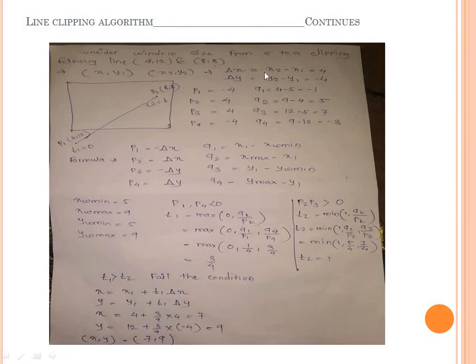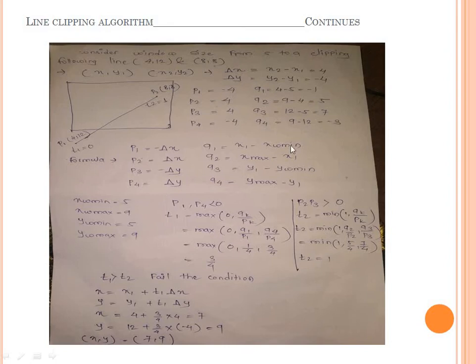Then we calculate the delta x and delta y values. Delta x is equal to x2 minus x1, which is 8 minus 4, equal to 4. Delta y is equal to y2 minus y1, which is 8 minus 12, equal to minus 4. So delta x is 4 and delta y is minus 4. After that we calculate the P1, P2, P3, P4 and Q1, Q2, Q3, Q4 values.